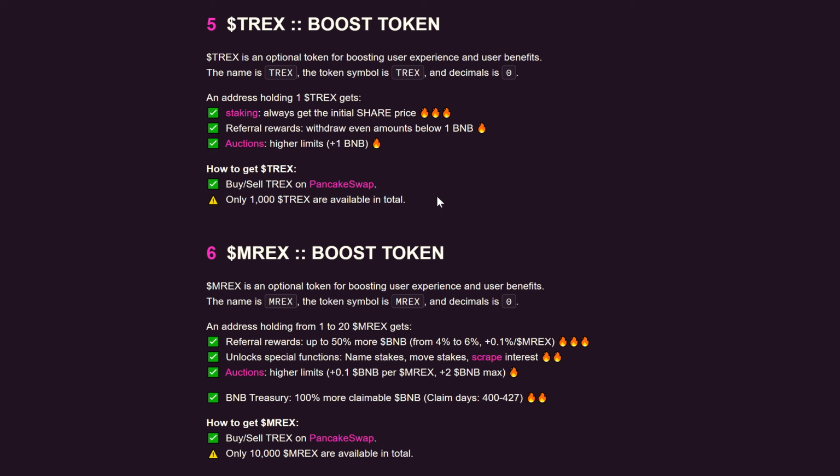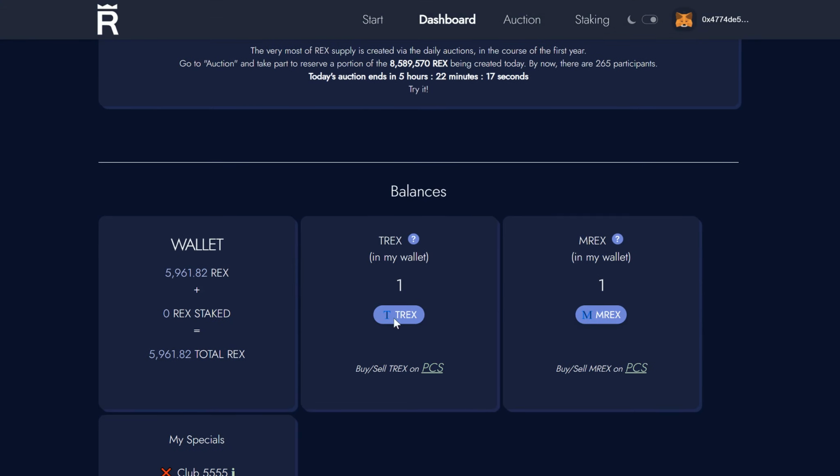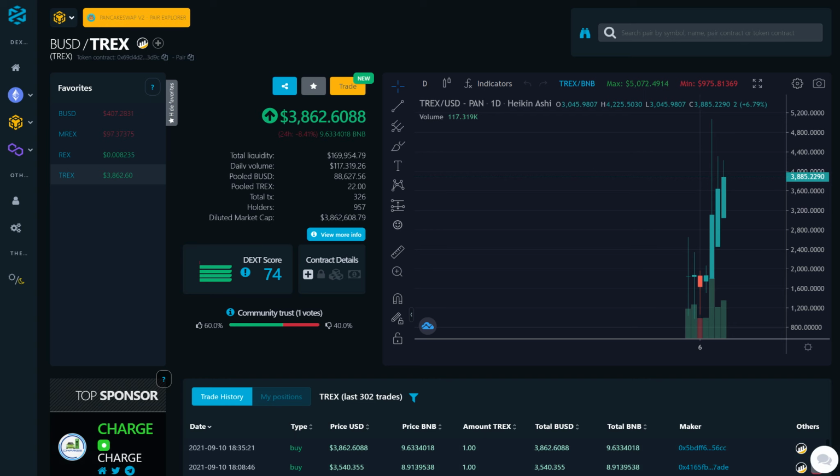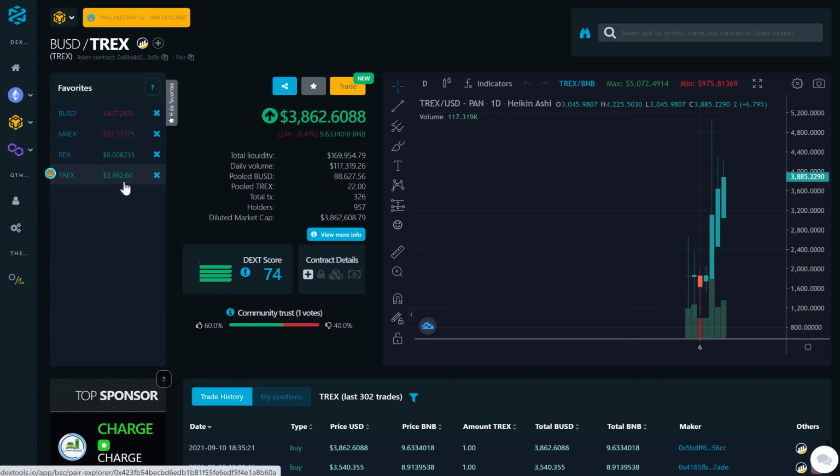Like I say, when I first started, on the dashboard right here, I'll show you, where it shows TREX, it said send 1 BNB. So when it first started, before it sold out on the website, which is 1,000 TREX, you could basically trade 1 BNB and get 1 TREX. And today it's worth 3,862. Just so you know, 1 BNB is approximately, I believe, 400 and change right now.